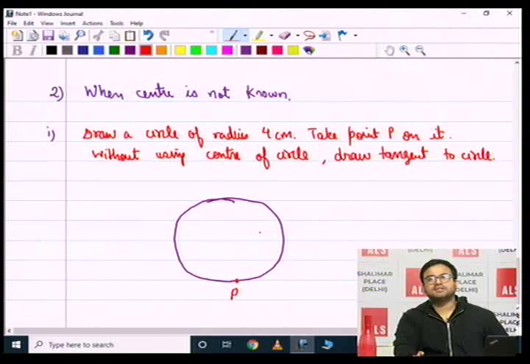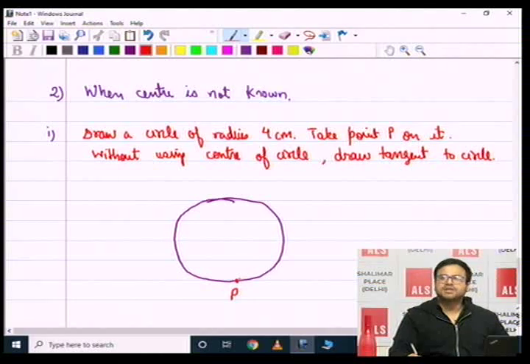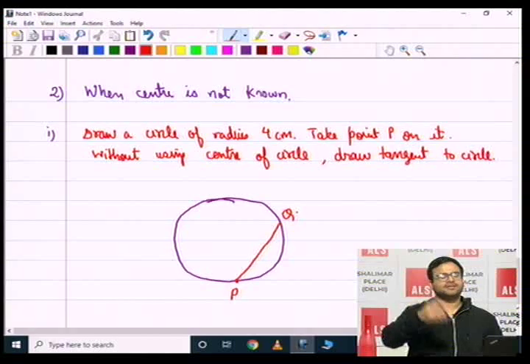And now just remember that we don't have to use the center of the circle while drawing the tangent. So in this case, we will use that alternate segment theorem. Now let's see how it works. After taking point P, draw any chord. So let us say with the help of a scale, I have drawn this chord PQ. Draw any chord of any length. From this point P, you can draw any chord.